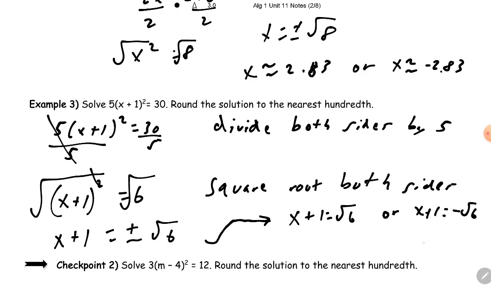So I'm going to go to my calculator. Well, first let me clean it up. For x plus 1, I subtract 1 from both sides, so x equals square root of 6 minus 1, or x equals negative square root of 6 minus 1. So you want to go to your calculator, and you've got to be careful, because when you put in square root of 6, make sure you close the parentheses, because that minus 1 is outside the square root. And if you do that successfully, you'll get about 1.45, or x is about negative 3.45.